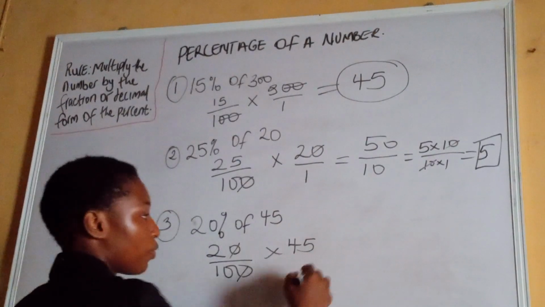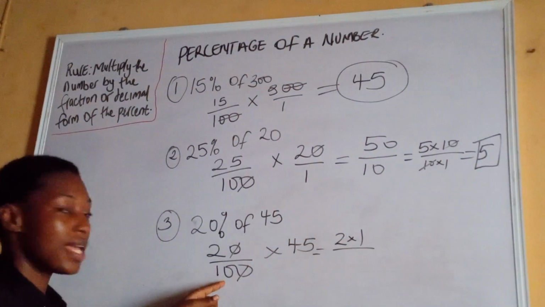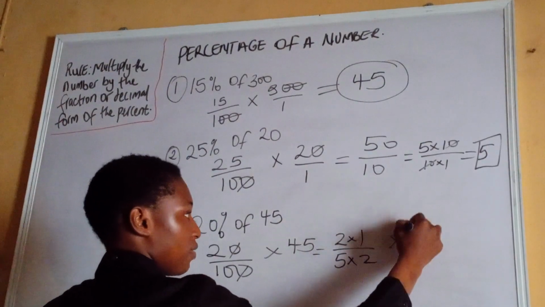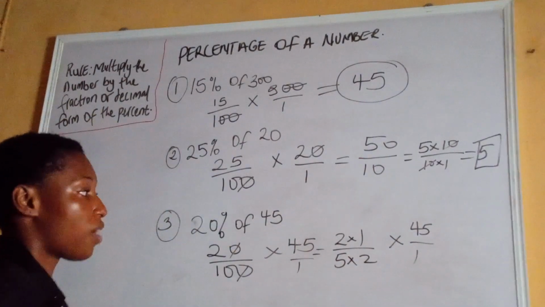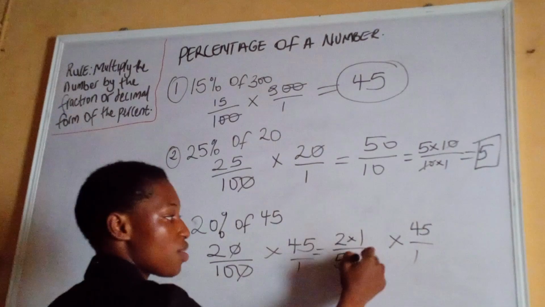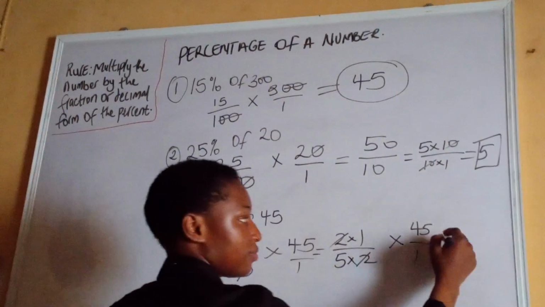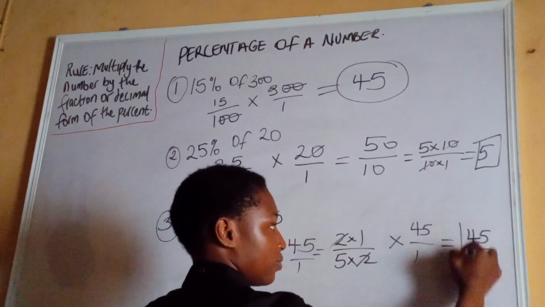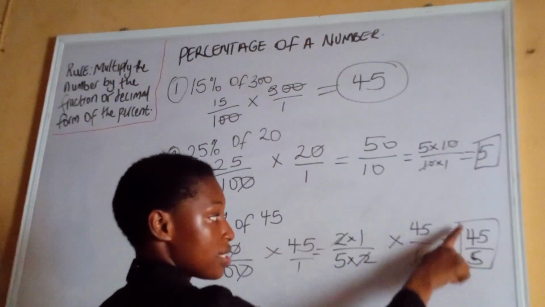I'll take an interesting turn. I know that 2 times 1 is 2, and 5 times 2 is 10. And then all over 45, you can also make it all over 1 since it's a whole number. 2 here will cancel 2. What am I left with? 45 over 5. But you will not leave this as your final answer because you can still simplify this, right?